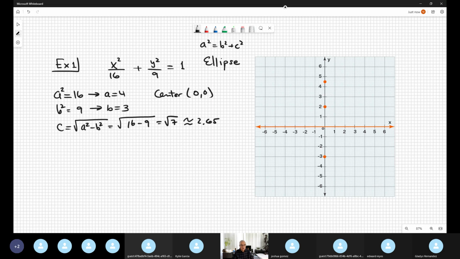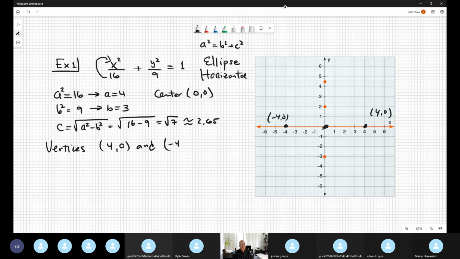Okay, the center of our ellipse is located at the point 0,0. Here is the center. Let me plot the point. So I know that this is a horizontal ellipse, yes or no? Because the major axis, the big number A, is associated with the x, and A is 4. So we have one point here and one point here, which are 4,0 and negative 4,0, the vertices. The vertices of our ellipse are 4,0 and negative 4,0.